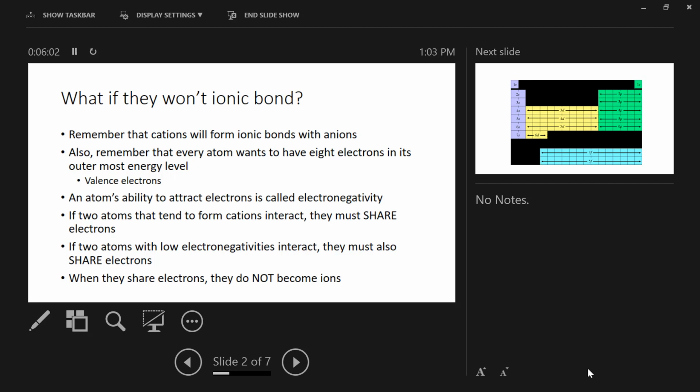But now, last week, if they won't ionic bond, they may do what? Covalent bond. That's how we answered it last week. But those are for atoms that tend to become anions. For atoms that tend to become cations, they do not covalent bond. This is how you should answer it: they may metallic bond.